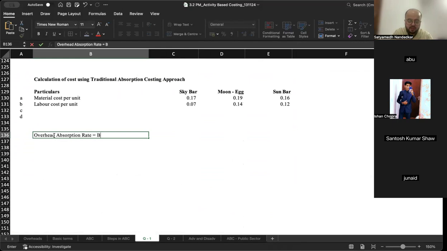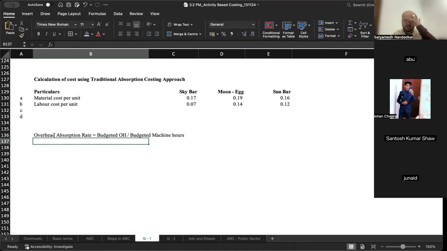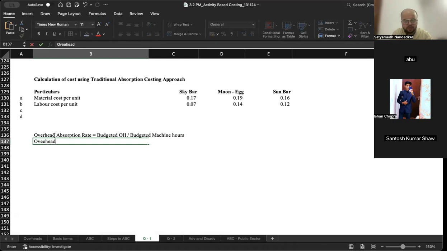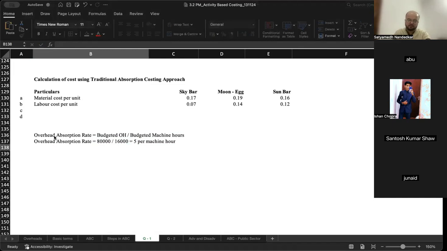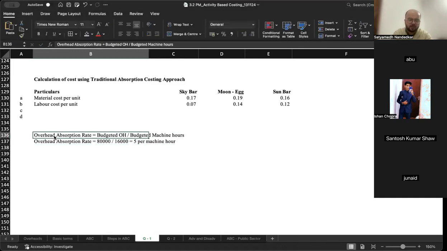Overhead absorption rate is budgeted overheads upon budgeted machine hours. Usually in absorption costing, machine hours is taken as the base. So what would your overhead absorption rate be? 80,000 upon 16,000. That is 5 per machine hour. है ना? It will be 5 per machine hour.